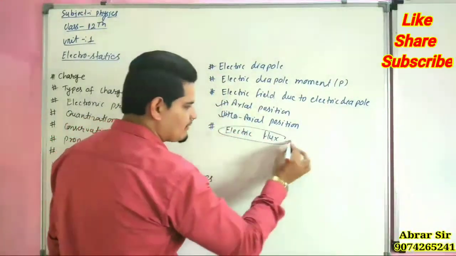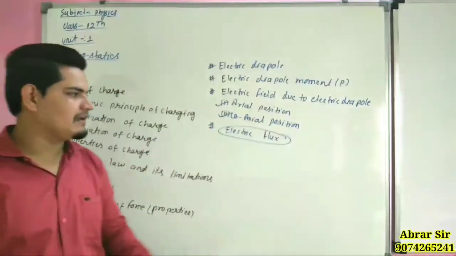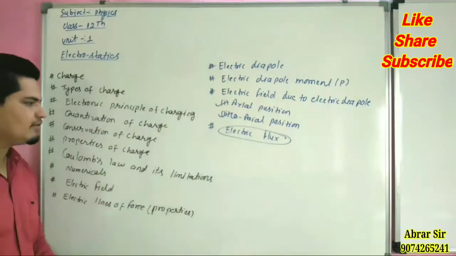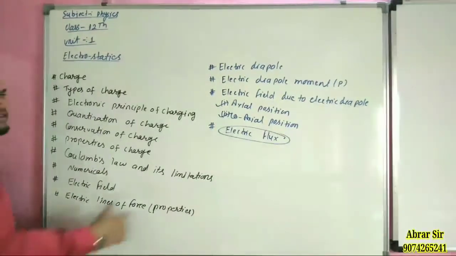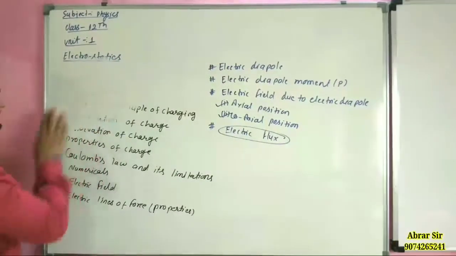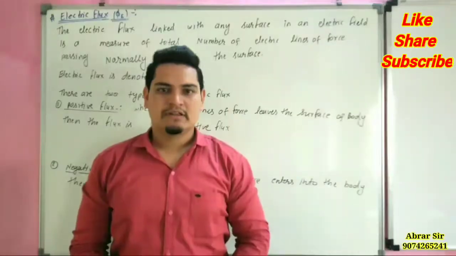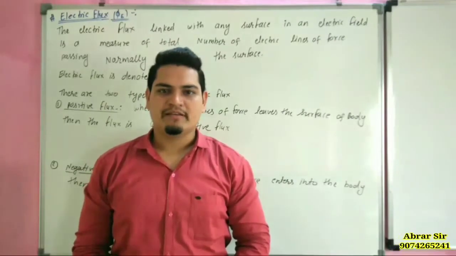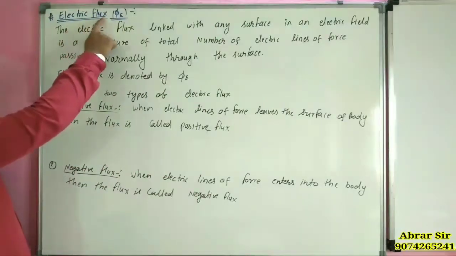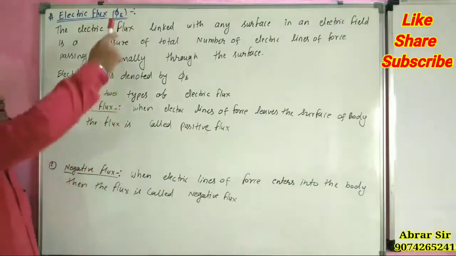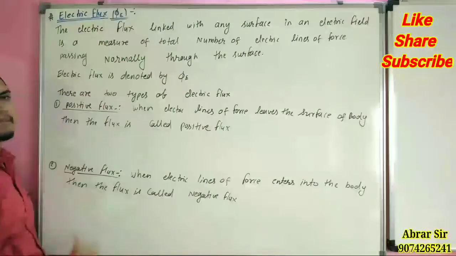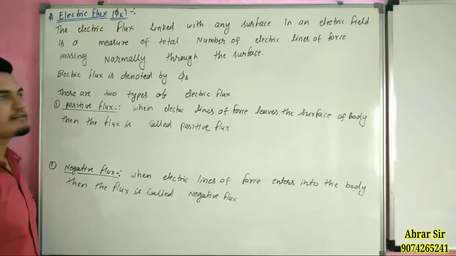Now we are going to start our next topic, electric flux. Our topic is electric flux. It is denoted by phi. Because it is electric flux, it is denoted by phi E. So what is the definition of electric flux?